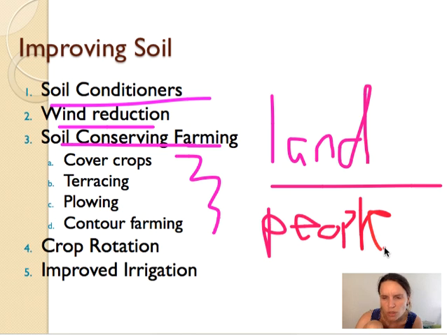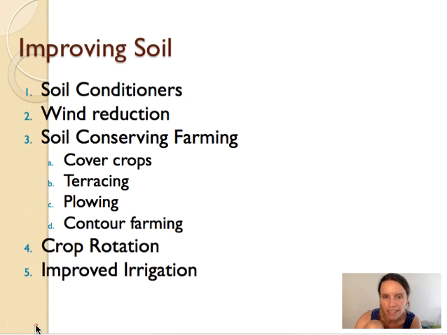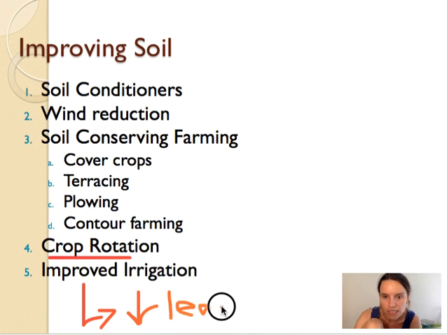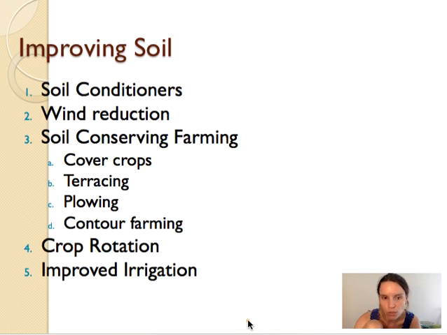Another farming conservation technique that you can use is crop rotation, and then improved irrigation is important not only for saving water, but because this decreases leaching that happens in soil. So it decreases the chance that the nutrients naturally present in soil will get washed down and out of the soil profile.